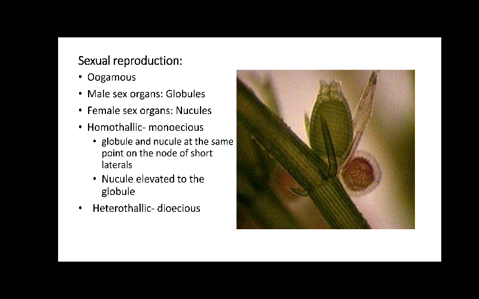Usually the sexual reproduction is oogamous, and there are two types of species, homothallic monoecious and heterothallic dioecious species. Homothallic means globule and nucule are present at the same point on the node of short laterals. You can see from the picture the globule as a rounded body and the nucule as an oval body. Usually nucule are present above globule in homothallic species, whereas in heterothallic, which is less common in Chara, the globule and nucule are present in different plants.